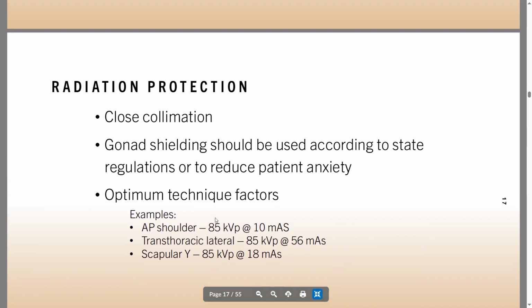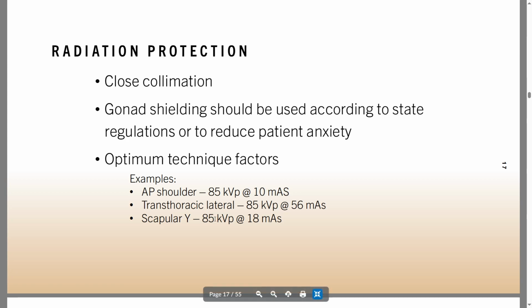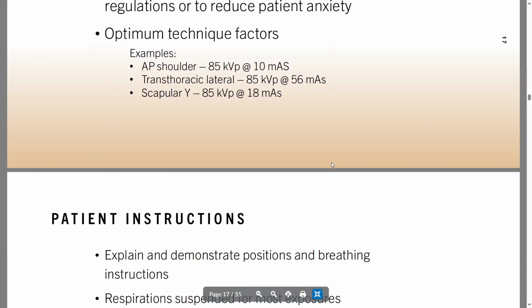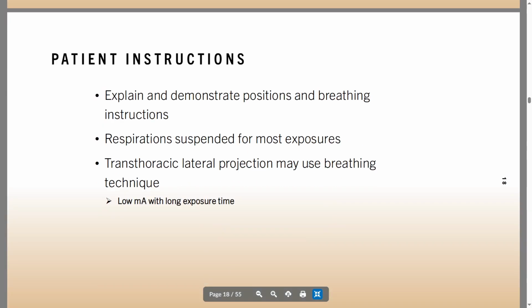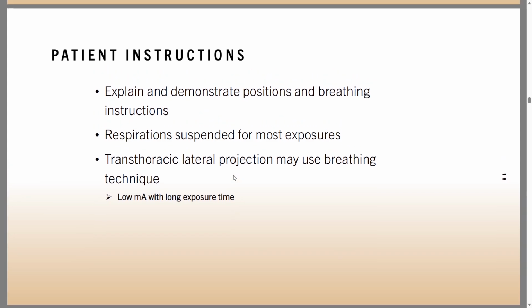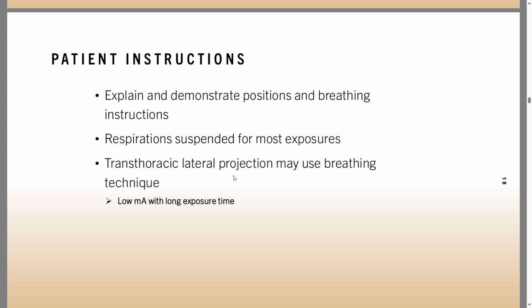We could use gonadal shielding. It's not necessary, but depending on your facility that you work at, they might reinforce using that gonadal shielding, using the opposite arm to hold up the shield over breast tissue. Remember, just like humerus, we're going to have the patient hold their breath. It doesn't matter if it's on inspiration or expiration, just holding the breath in general, so that while they're taking the image of the shoulder, it's not going to be moving at all with the movement of the chest.